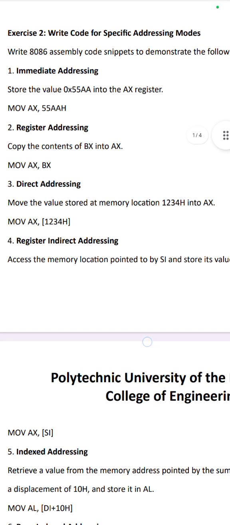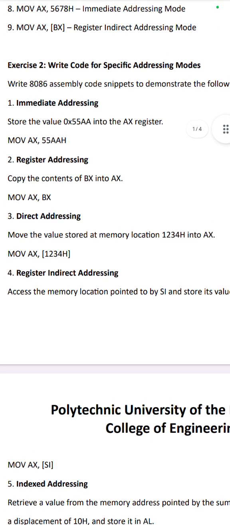Number 3, direct addressing. Move the value stored in a memory location into AX. MOV AX, [1234H]. The value at the memory address 1234H is fetched and placed into AX. This involves accessing memory, which is slower than register access.